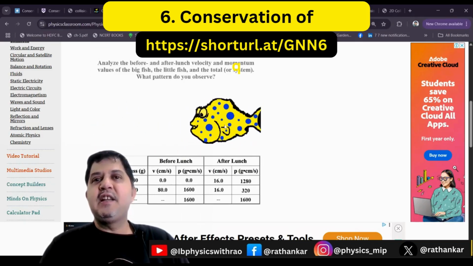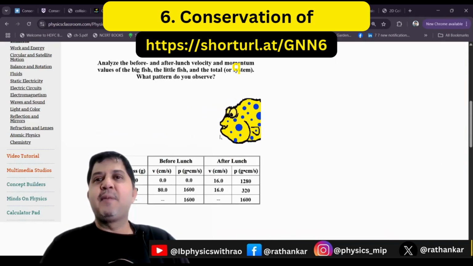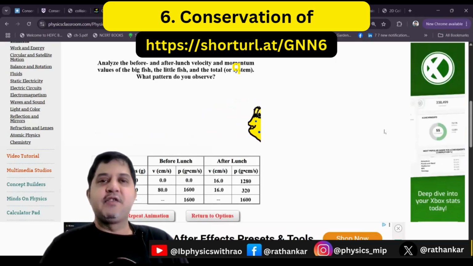Smaller fish comes, it hits the bigger fish, and as a result of it, the bigger fish has to move backwards over here. So now what we understand from here is that before lunch, the bigger fish has a momentum of 0, and the little fish has a momentum equal to 1600. The total momentum was going to be 1600 here. After lunch, the bigger fish has a momentum equal to 1280, and the smaller fish had a momentum equal to 320. So the sum of these two again gives us 1600. We need to work out on this.